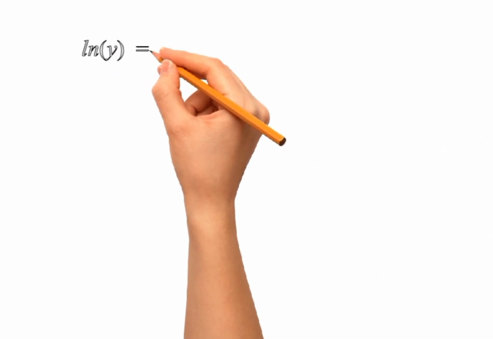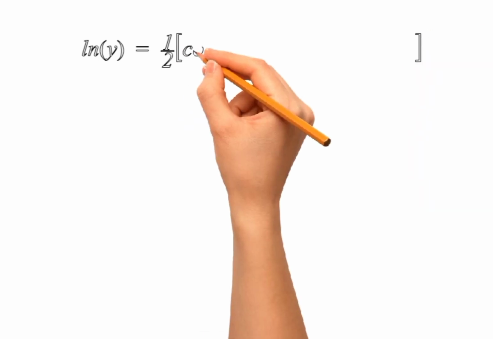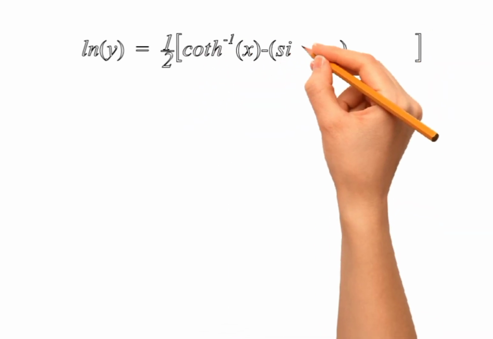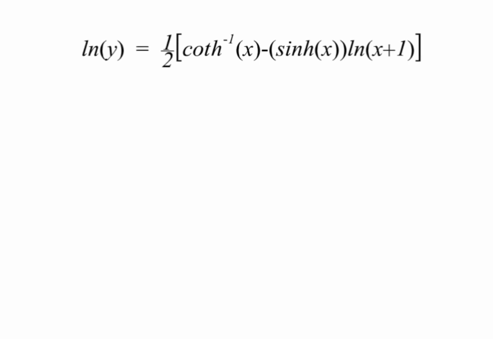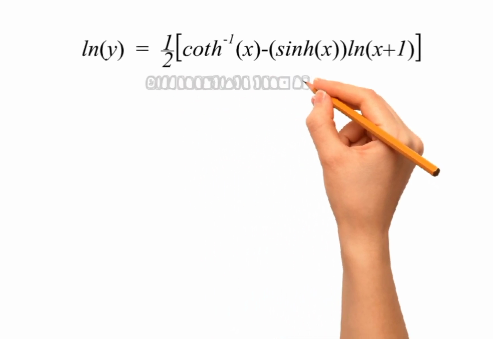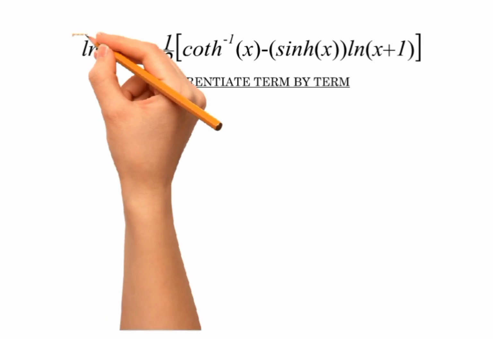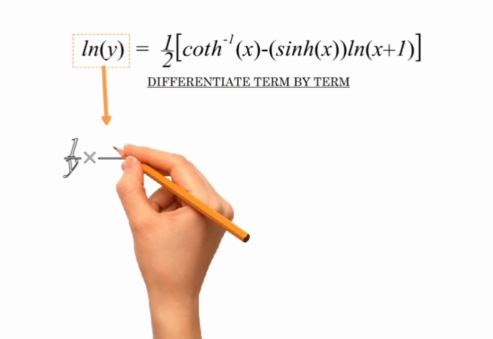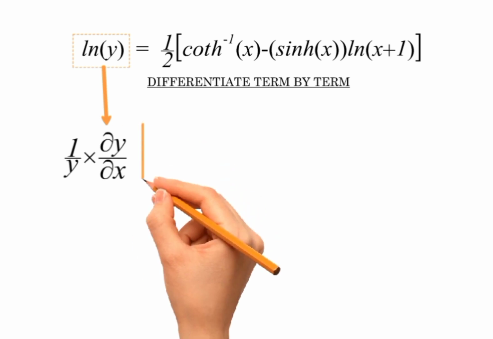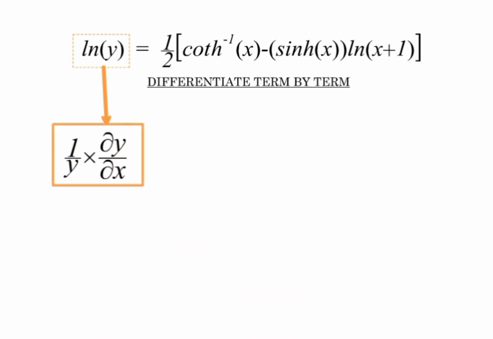We have our function here on a new page. ln y equals 1 over 2 arccot of x minus sin x ln of x plus 1. Now, let's differentiate each. Let us start with the derivative of ln y. The derivative of ln y is equal to 1 over y, then attach dy over dx because we just differentiated with respect to y.